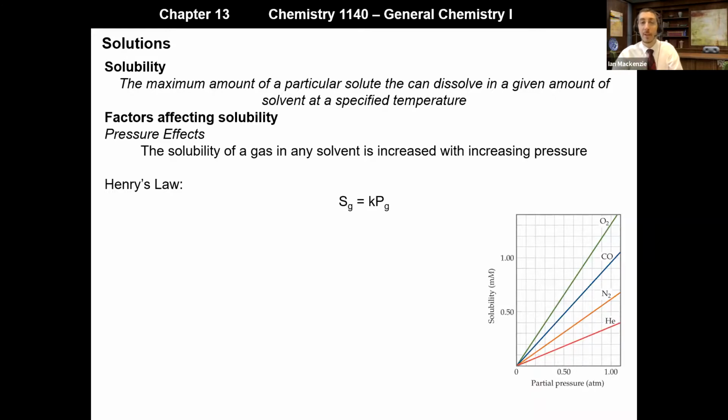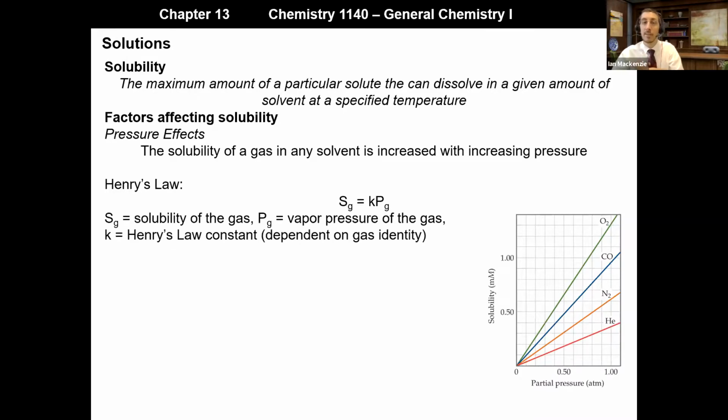So we have here the solubility of the gas is equal to K times the partial pressure of the gas. So Sg is the solubility of the gas, Pg is the partial pressure of the gas, and K is Henry's law constant, which depends on the gas identity. So O2, for example, will have a different Henry's law constant. This is essentially just the slope of this line. So O2 is going to have a larger Henry's law constant than helium, for example.